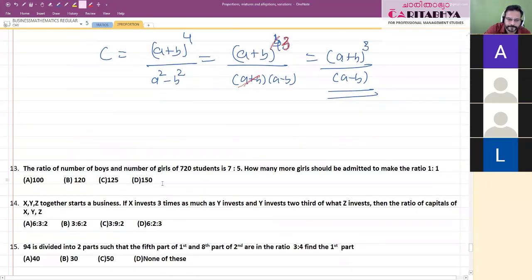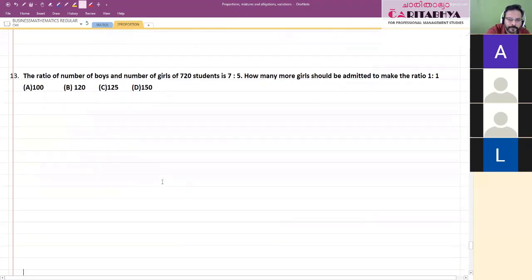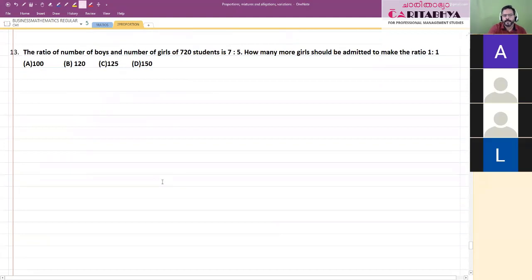Then next question. The ratio of number of boys and number of girls of 720 students is 7:5. How many more girls should be admitted to make the ratio 1:1? So right now 720 students ഉണ്ടായിരുന്നു സ്കൂളിൽ, ഡിവൈഡ് ചെയ്തിരിക്കുന്നത് number of boys and number of girls.